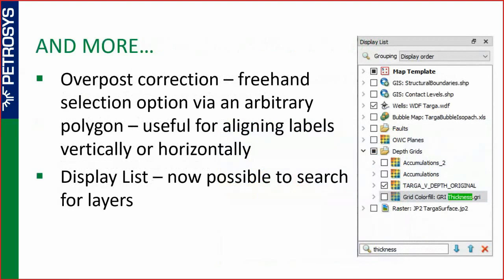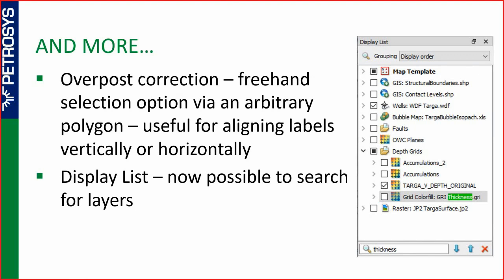And lastly, a couple of smaller but useful mapping improvements include the ability to lasso, or select text via an arbitrary polygon when aligning labels vertically or horizontally within the overpost correction tool. So previously you could only select them via a rectangle, but we had some requests from some users asking whether we could customize this a bit better, so they didn't want a rectangular area, they just wanted to use an arbitrary polygon. So we've added that in.